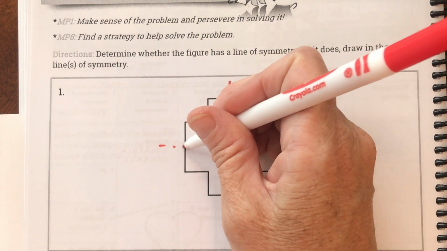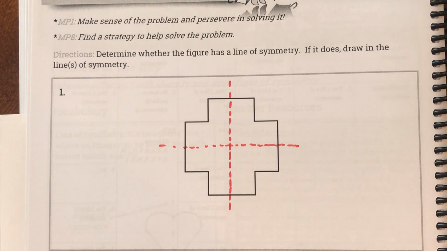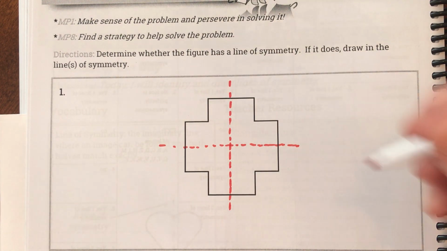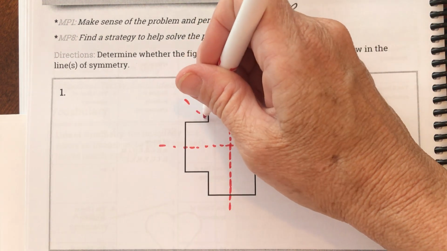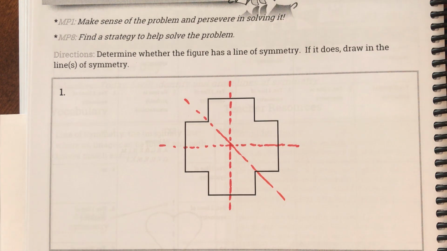What about horizontally? Would that work? Yep. What about diagonal on this one? If I folded this right here, this is going to take a little longer to think about. If I folded that one right there, would those match up?